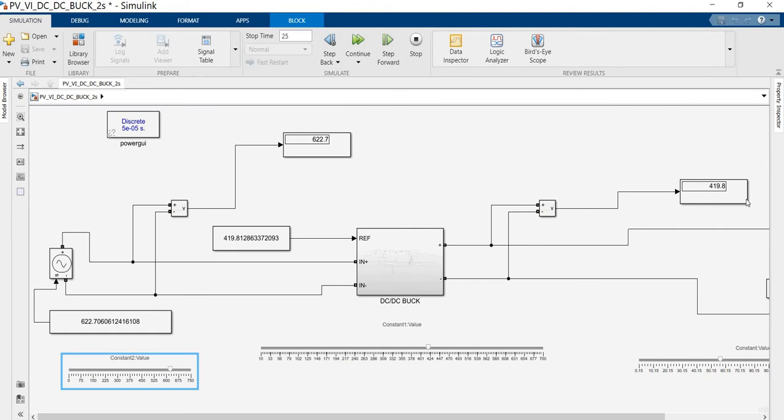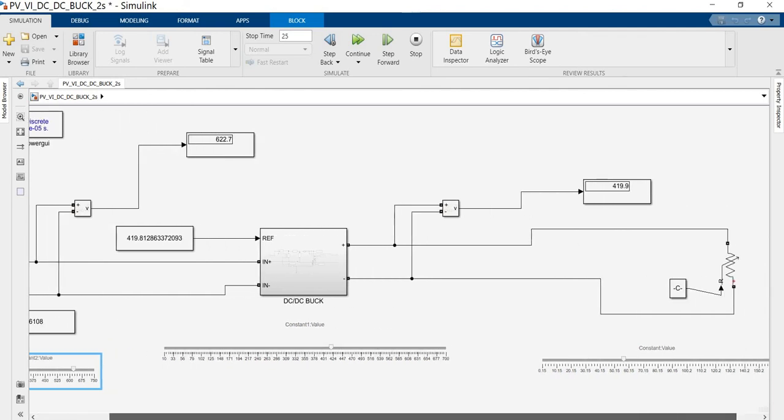But the output is 419.8, which is only a 0.2 volt difference. During the running of the simulation, it is achieved promptly, so that is only a 0.1 difference.